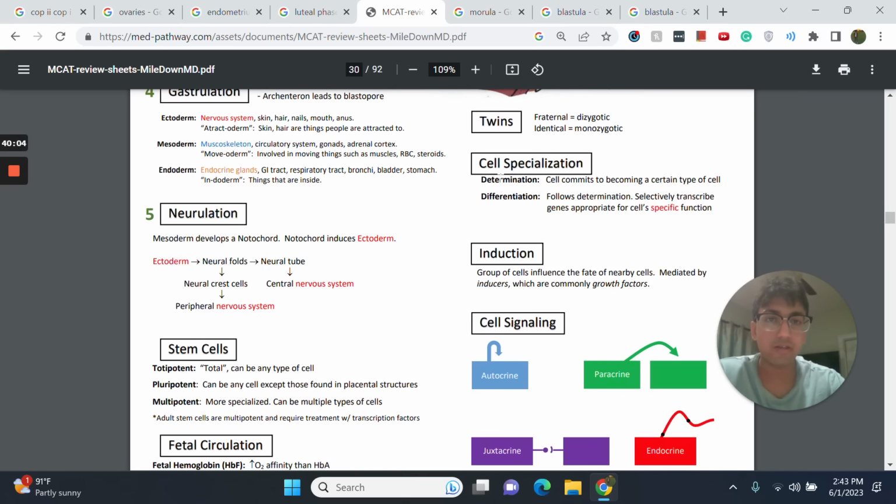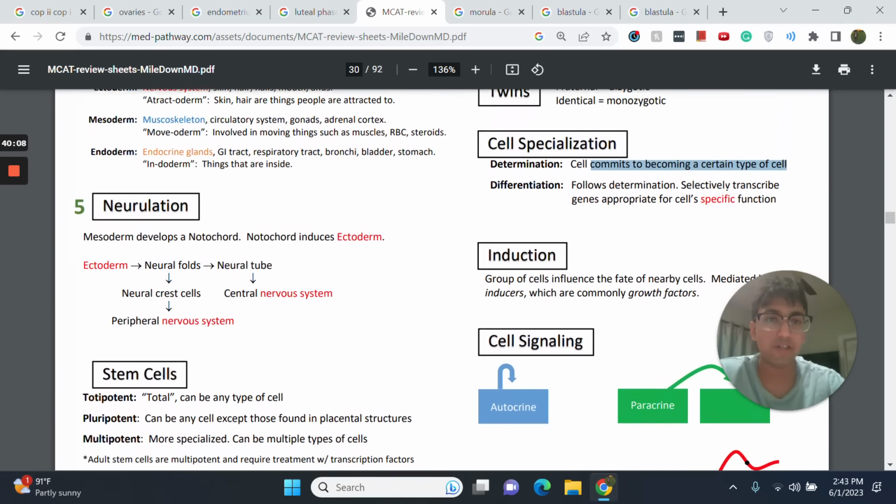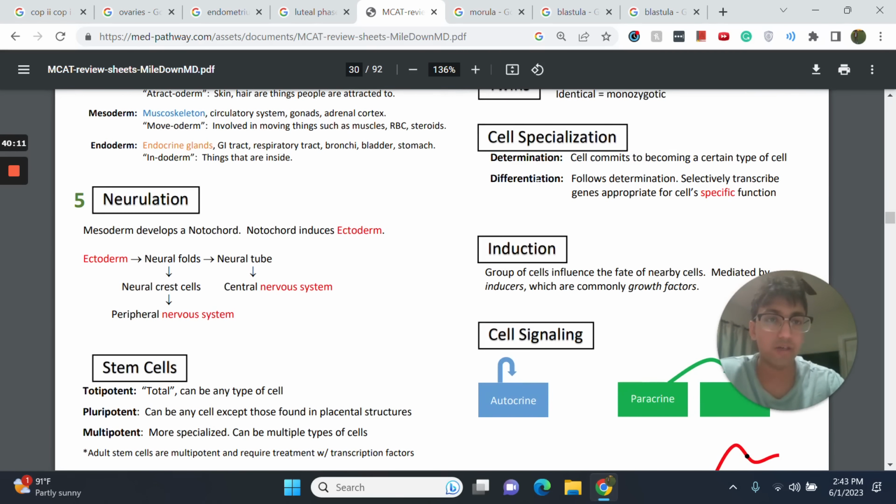Cell specialization. Determination is when a cell determines to become a specific type of cell. And differentiation is after determination, where you're actually selectively transcribing the genes that result in the cell-specific function. So the reason a cell from the lung is different from a cell from the stomach, for example, is not because the genes are different. It's because we've selectively transcribed different genes in different cells so that it only expresses those specific types of genes. And as a result, we have a different type of cell. And so that process is called differentiation.